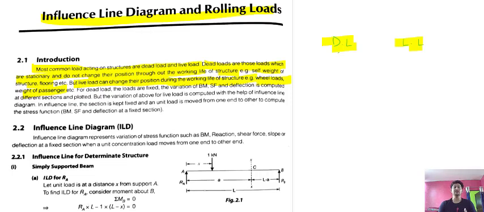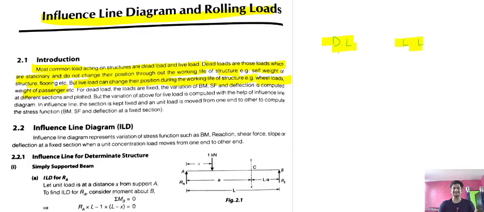We need to study how we will make the influence line diagram for the reactions of the structure, for the shear force of the structure, and the ILD of the bending moment of the structure. So these parts will be divided. First we will learn the ILD for reaction, then the ILD for shear force, and then the ILD for the bending moment.